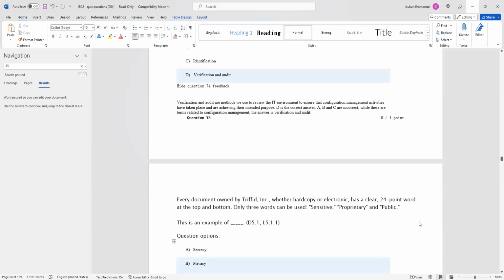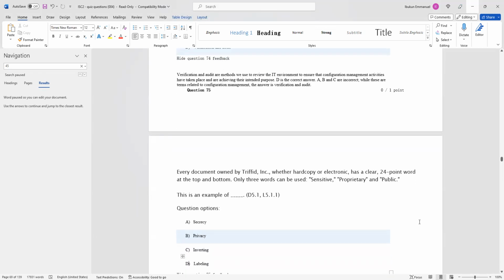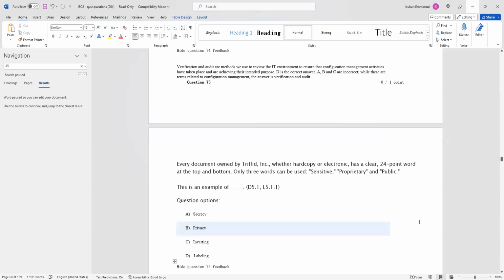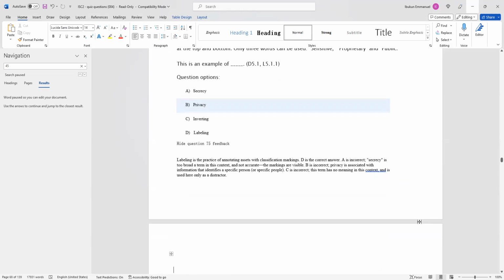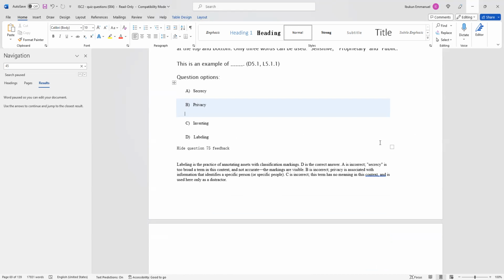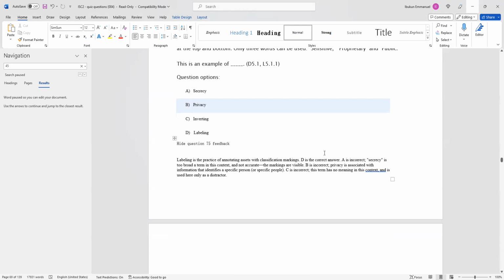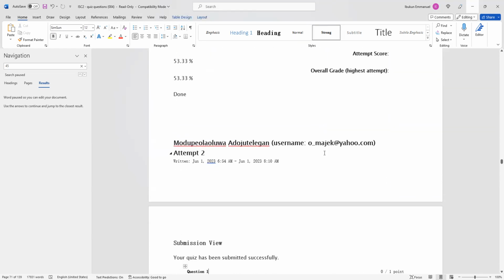Okay, now let's see. Every document owned by this company, whether hard copy or electronic, has a clear 24-point word at the top and bottom. Only 3 words can be used: sensitive, proprietary, and public. This is an example of what? That's an example of labeling, where you label each document according to different classifications that have been established in the classification policy or information security policy.